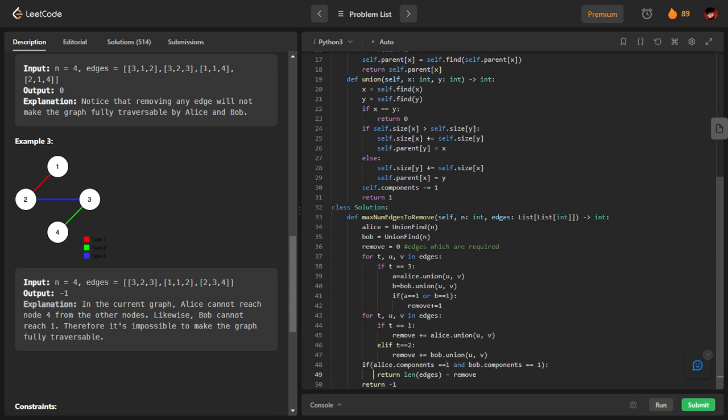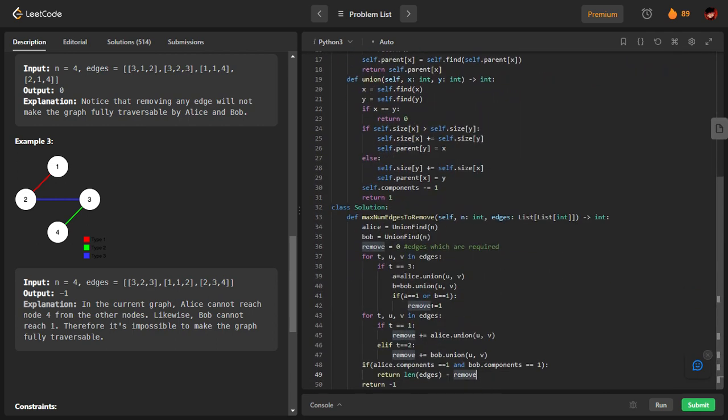Only if the graph is fully traversable for both Alice and Bob, run this condition; otherwise return -1. What is this condition? This length is given to us, the number of edges, in this case 3 edges. So we subtract from the number of all edges given to us the number of edges which are really mandatory. What will it give? It will give the number of edges which are not required at all, which are optional. That is the answer.